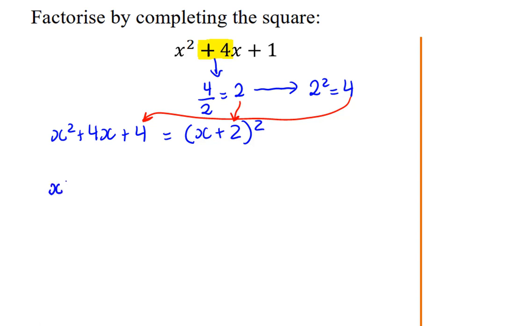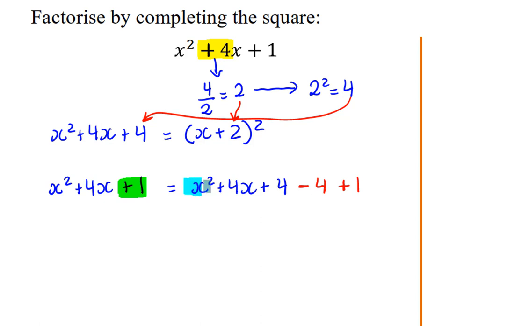So what I actually have is x squared plus 4x plus 1. That's what I want to factorise. I don't know how to factorise it. What I know how to factorise is x squared plus 4x plus 4. So I just need to make these two sides equal. And to do that, okay, I go, well, I want a plus 1. Well, if I take away the 4, I've got 0. I can now add the 1. Those two sides are now the same.